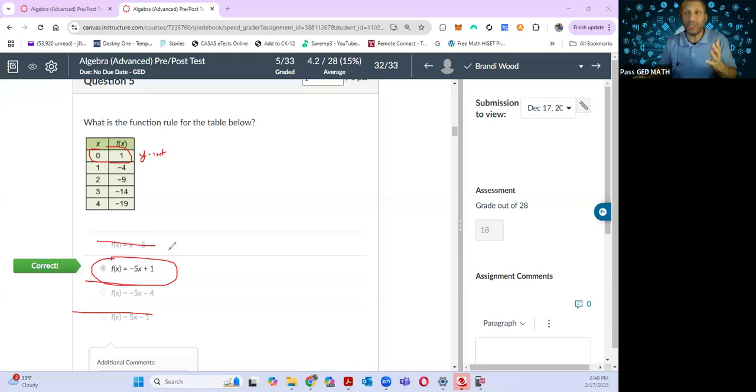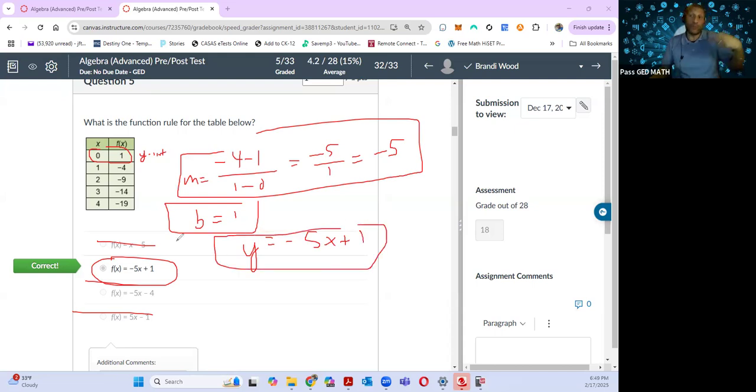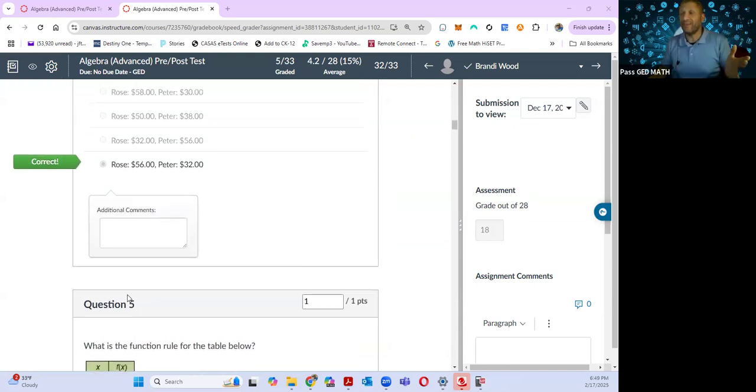But algebraically, what would you do? -4 minus 1 over 1 minus 0 to get the slope. -5 over 1 is -5. So I know my slope is -5, and I know my y-intercept is 1. So my equation is y equals -5x plus 1. Now, did you get it right? Yes, but you probably did it the long way. Again, identify what you know. Sometimes you can get these done much faster.